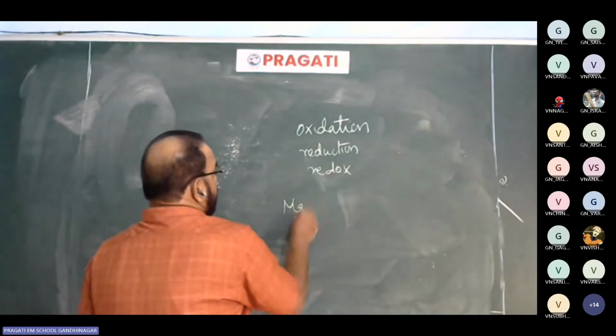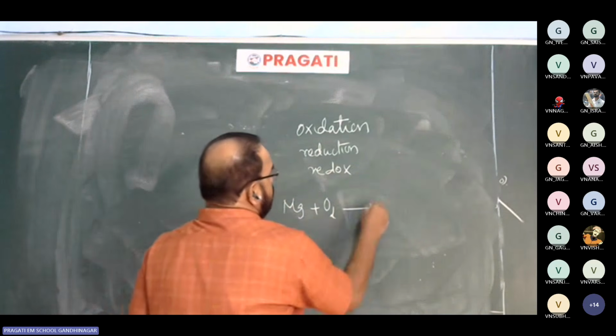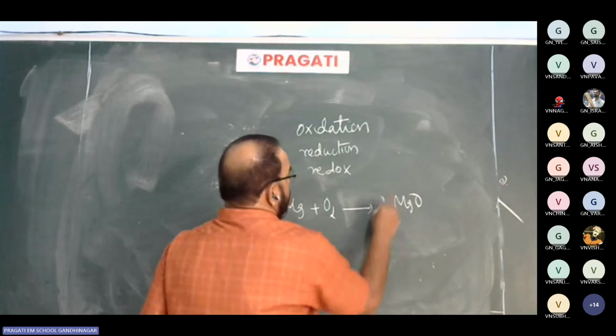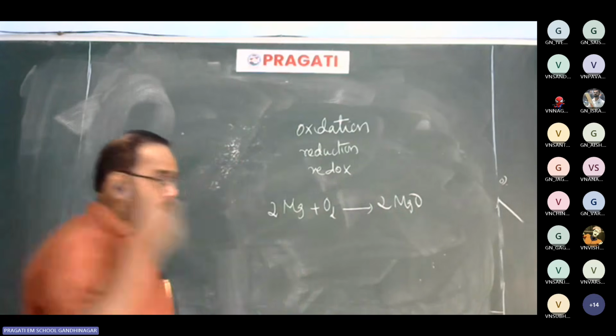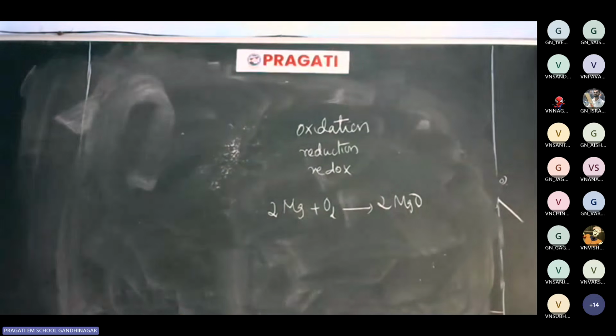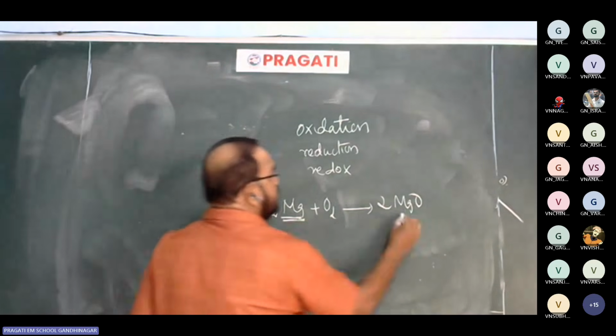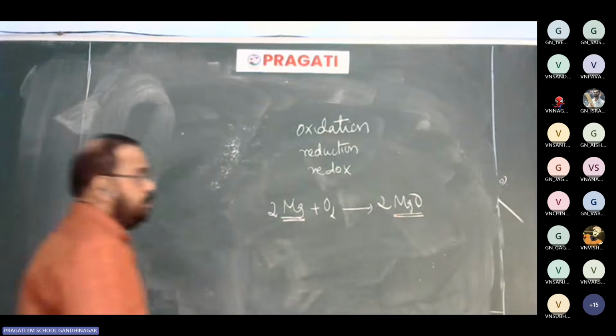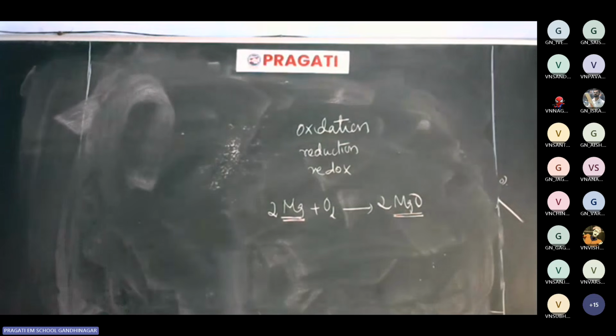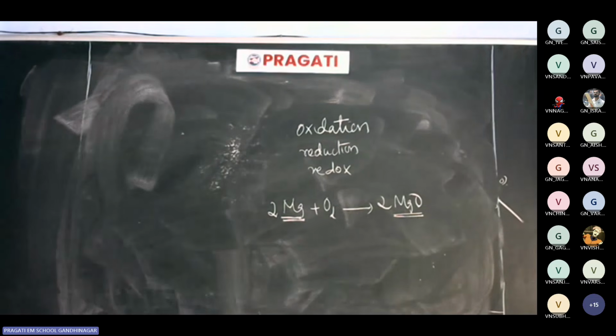And here Mg plus O2 gives MgO. So in this reaction, what is oxidized? Like that equation they can give you and they will ask you what is oxidized. So in this reaction, magnesium is oxidized to magnesium oxide.